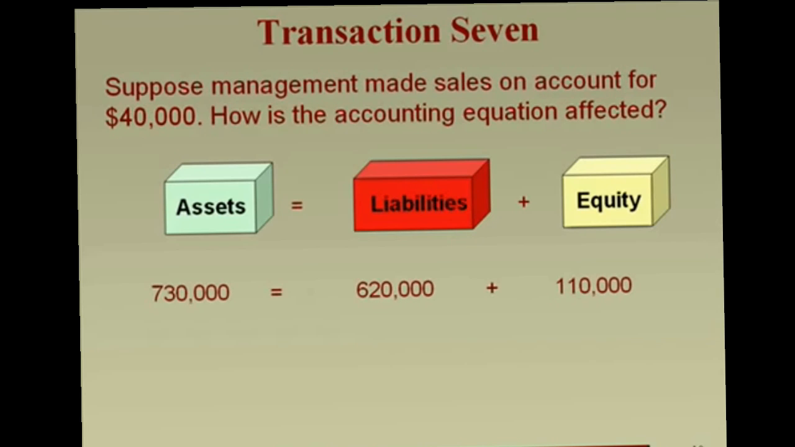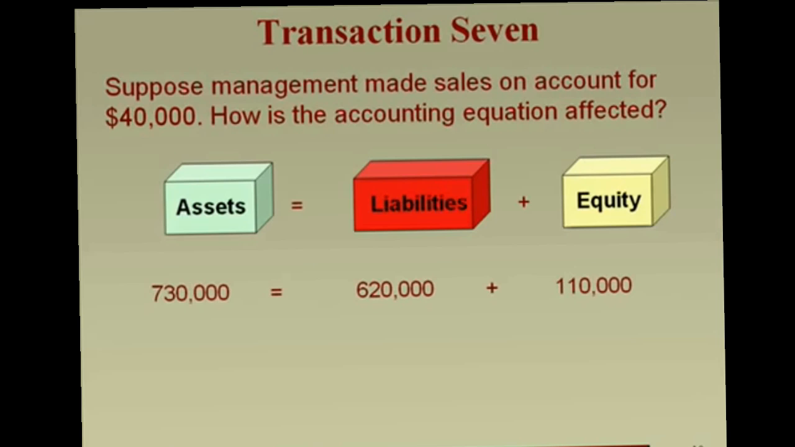Are you done? The company had sales, so revenue goes up 40. Therefore, equity increases by 40,000. But sales are on account, so no cash is received. However, now we have customers who owe the company money. These customers are called accounts receivable. Accounts receivable increases by $40,000.